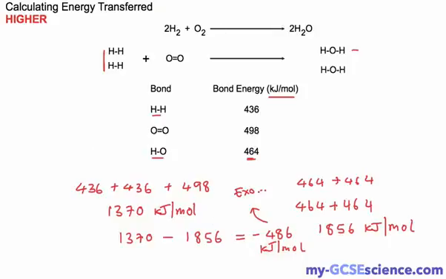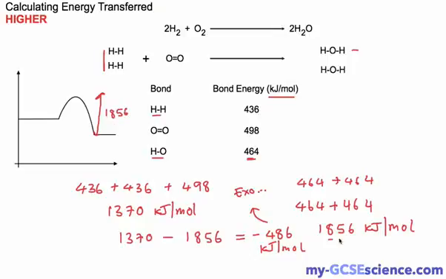Now we can show this on our graph, and that would look a little bit like this. This is an exothermic reaction. The energy level of our product is lower down than our reactants, and so energy has been given off. This value here is our 1856 that we calculated over here. That's how much energy has been given out, and you can see that more energy is given out than was used to break the bonds, and therefore the reaction is exothermic.